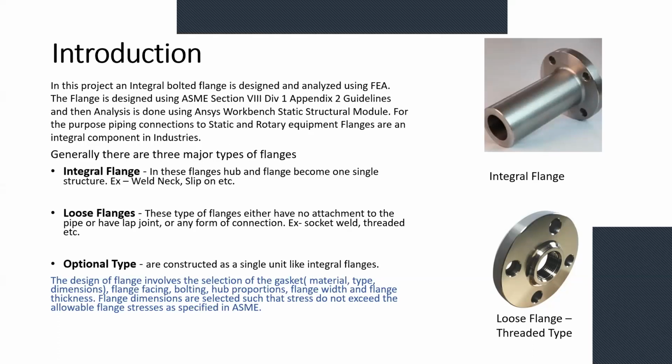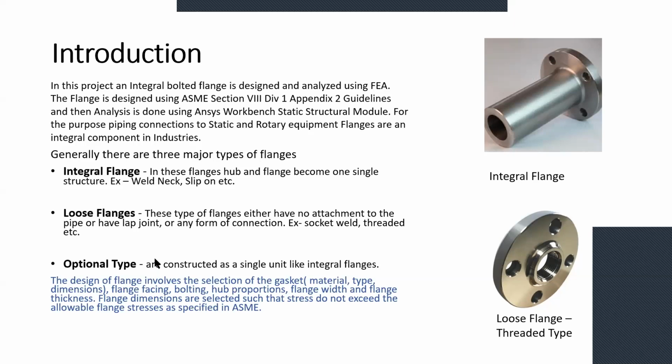So the design of flanges involves selection of gasket material, which is very important, then the type of flange facing, the bolting, the hub proportions, flange width, and flange thickness. And all this is done based on the guidelines of ASME in our pressure vessel industry.